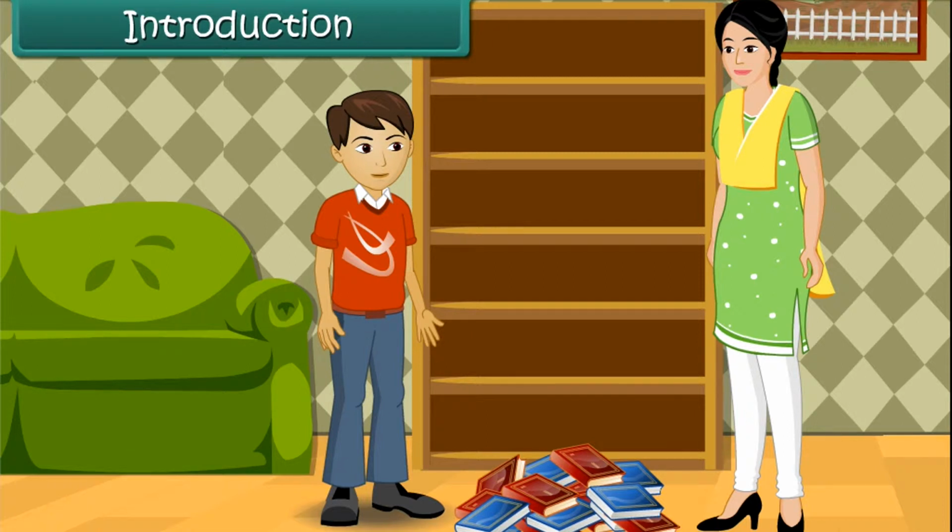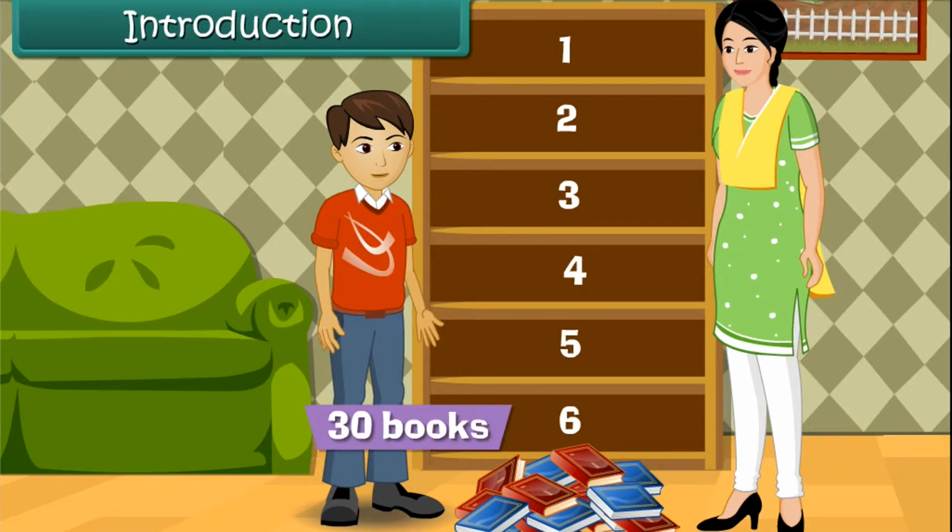Look at this bookshelf. There are 6 sections in the bookshelf. Ram's mother asked him to arrange 30 books in the shelf with each section containing an equal number of books. Now how is Ram going to do the work? It is easy if Ram knew division. He has 30 books and 6 sections, so each section will have 5 books.